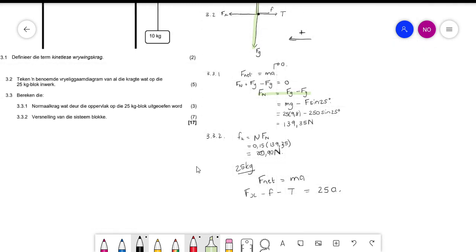Fx we can calculate. That's 250 times cos 25. Right? Because that's just one of the components and you have the magnitude. So you can do it like that. Friction we just did. And tension we're going to keep there for now.